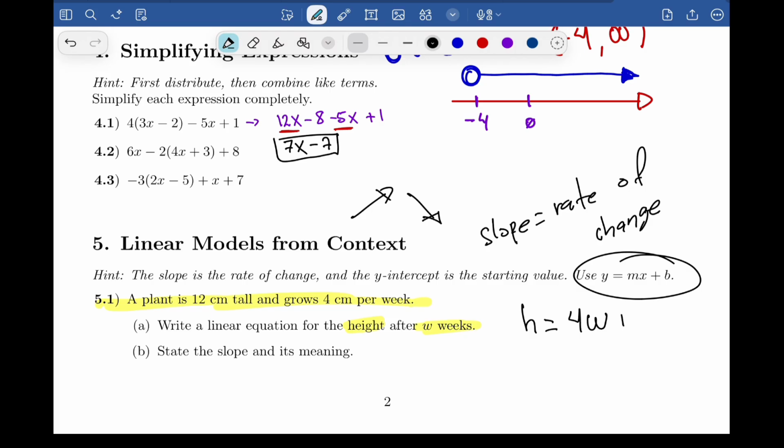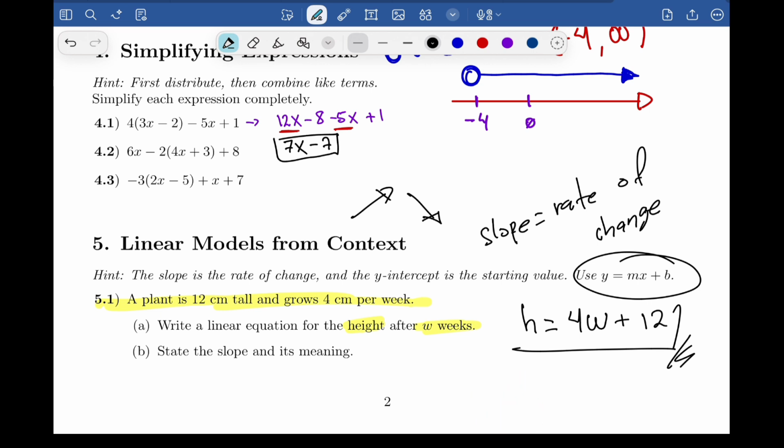Plus, what is B? The y-intercept, the initial value of this plant. What is the initial value? 12 centimeters. 12 centimeters. So this represents this situation.